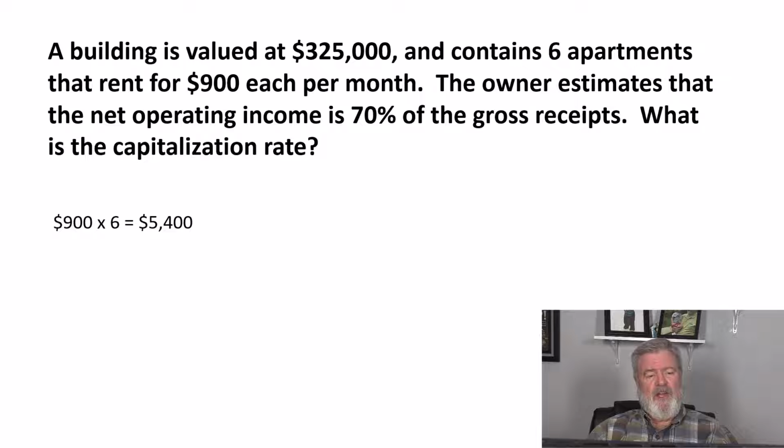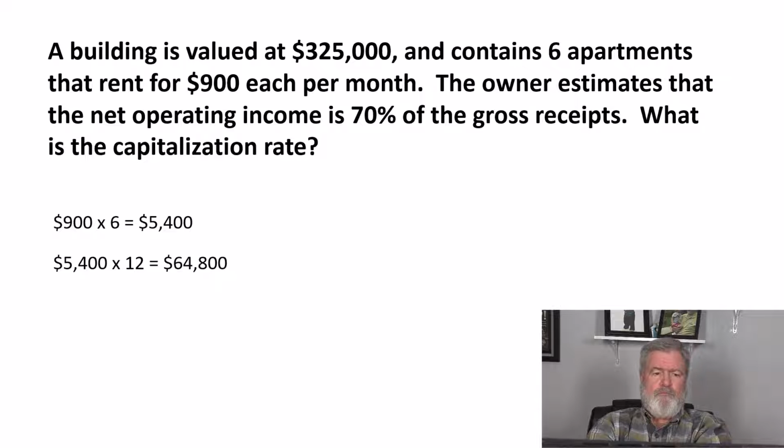So we know the income is $5,400 per month, but again, I have to know the annual income. So $5,400 times 12 months would give me an annual income of $64,800.